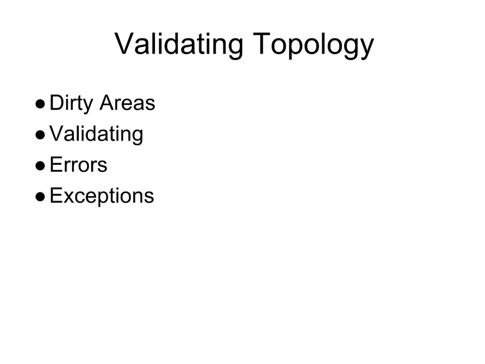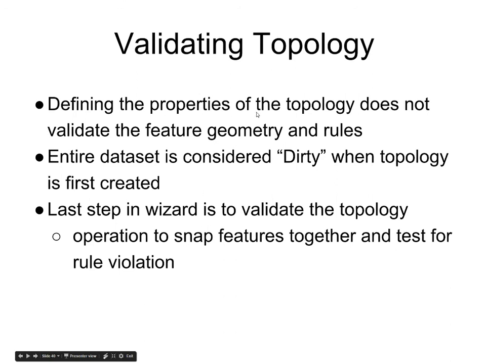So we work with dirty areas, validating errors and exceptions. So let's just run into these. When you first create a topology, everything is considered a dirty area, or invalid, essentially. Dirty areas are areas that have not been validated against the topology rules. So once you validate your topology, you're able to start fixing errors in the topology rules.